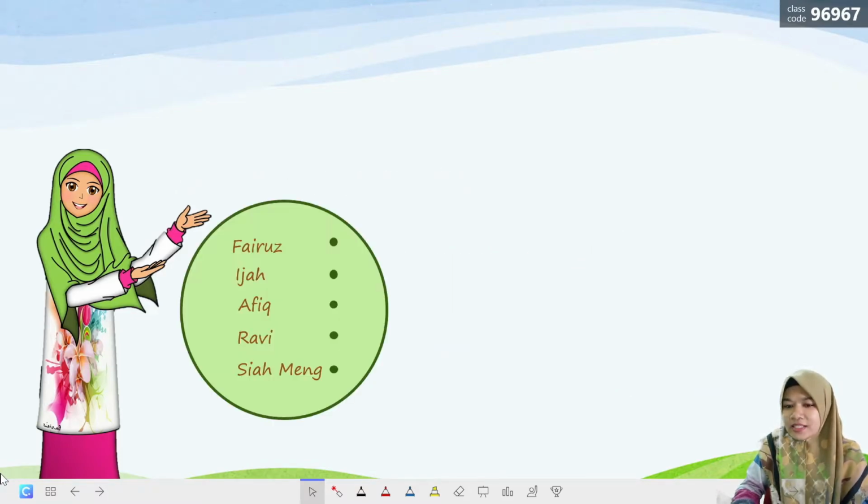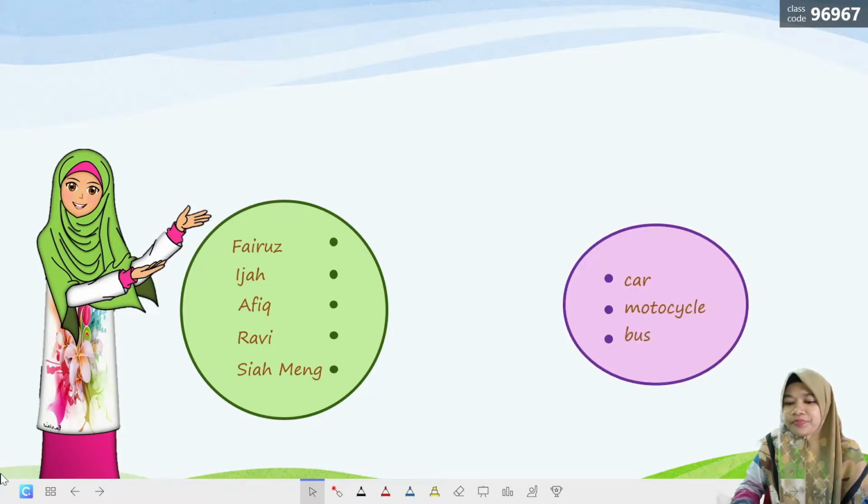Okay, next example, you have a set. The elements in the set are Fairuz, Ija, Afiq, Ravi, and Siah Ming. Okay, and this is how they go to school, the mode of transport to school. So in set B there are car, motorcycles, and bus. Okay, now we look at what are the modes of transport of these students.